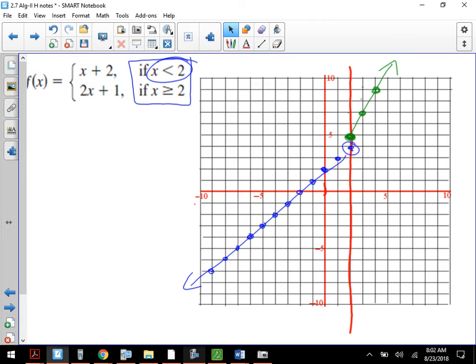Okay? You have different price points for different age brackets. Even though this is new-ish, it's not that tough-ish, is it? You just have to pay attention to where your restriction occurs.